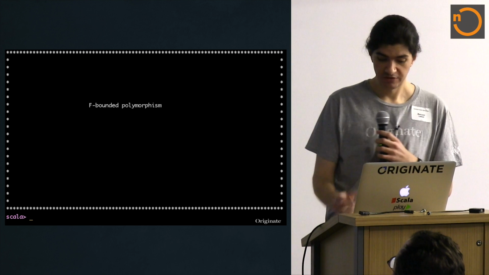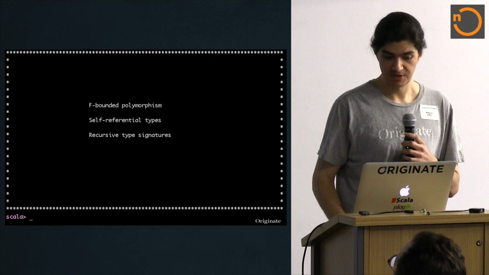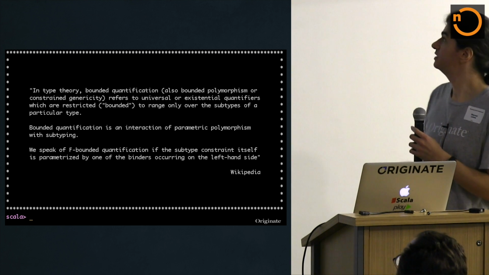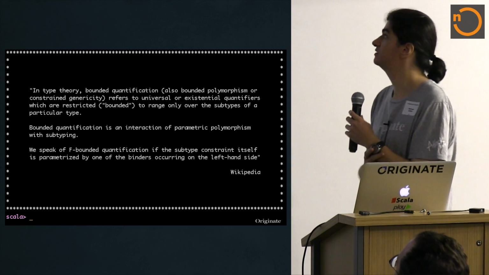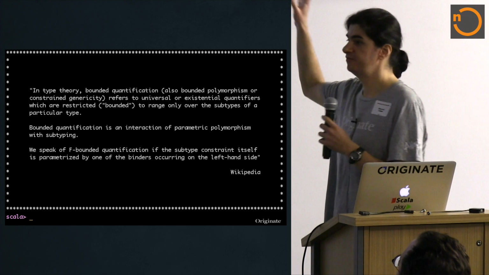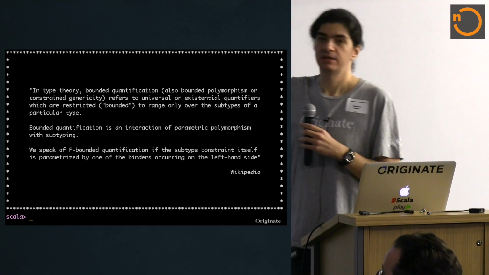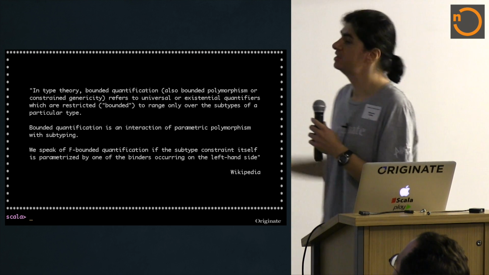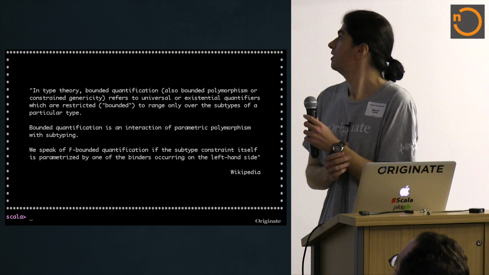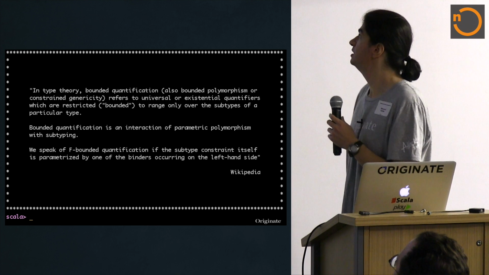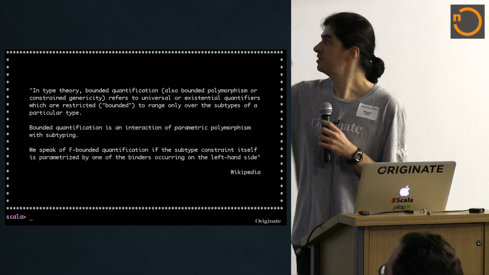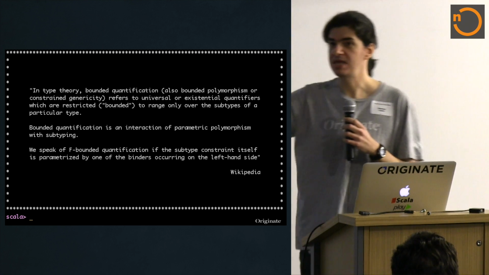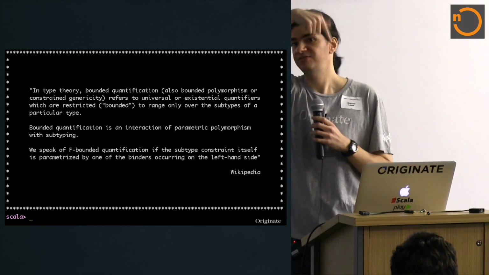So this is called F-bounded polymorphism, and you may also see names like self-referential types, recursive type signatures, recursively bounded quantification, and I got this from the Wikipedia page. I'm not going to read that. The important thing to know is that it's an interaction of parametric polymorphism. Parametric polymorphism is a fancy name for generics with subtyping. So if you have generics in an object-oriented language, and all object-oriented languages, or most of them, have subtyping, this is something that you can use with an object-oriented language and generics. And F-bounded quantification is when the subtype constraint itself is parameterized by one of the things that are on the left-hand side. What that means is, if I have a type A and a parameter B, that B is going to be a subtype of A itself, okay?